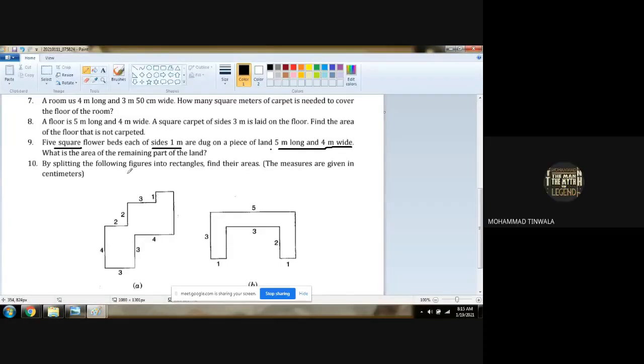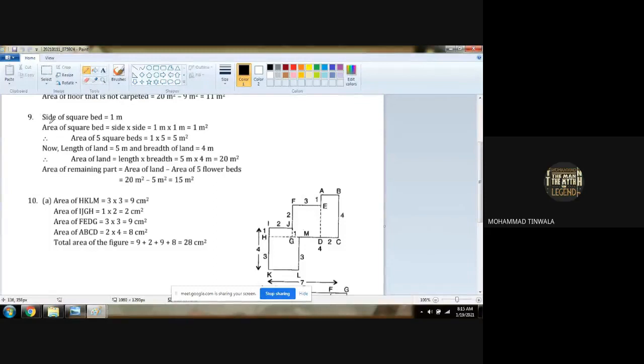Chalo, answer call. Side of a square bed is 1 meter. So the area of a square bed will be what? Side into side, that is 1 meter into 1 meter, 1 square meter. Now we have 5 square beds like that. Therefore, area of 5 square beds will be 1 into 5, 5 meter square. Yes or no?